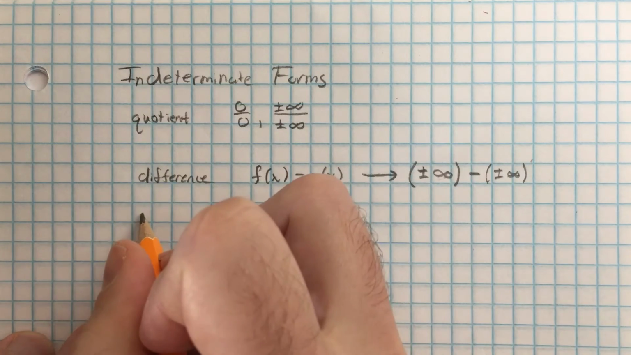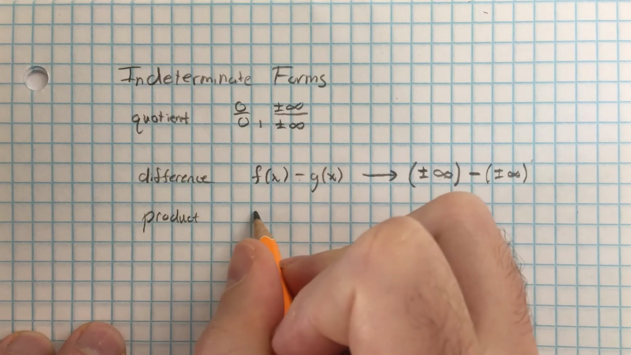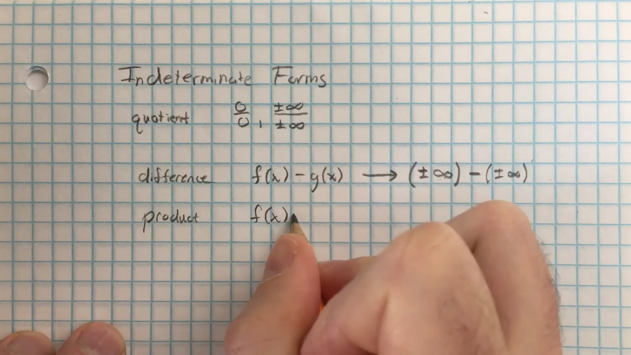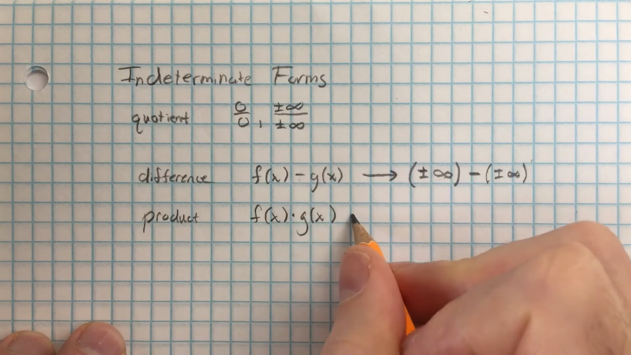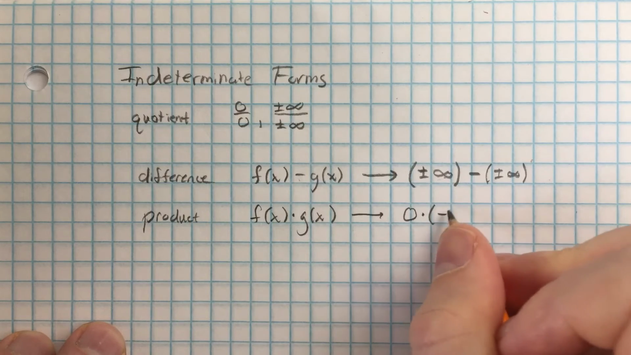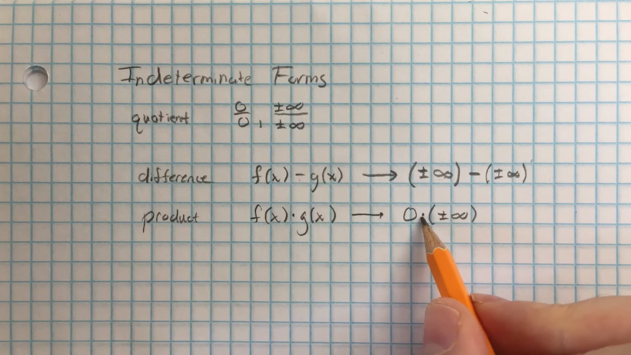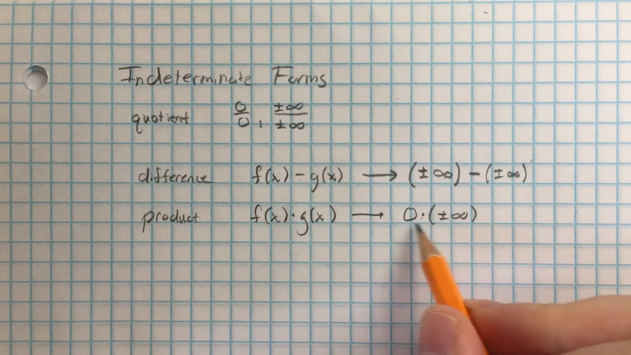You have an indeterminate product. So you have two functions multiplied together. One of them is heading towards 0, and the other one is heading towards some type of infinity. Again, we don't know who's going to win here. Although the product with 0 is attempting to knock this down to 0, this is never really 0. It's just very close to 0.